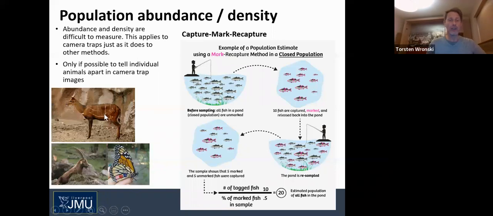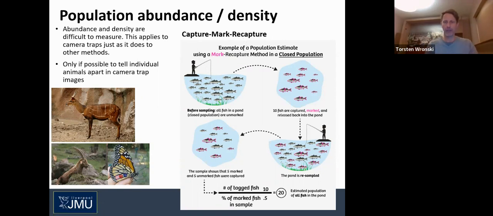If that is not existing, we need to capture the animals in order to mark them, for example, with ear tags, or in the case of the butterfly by some color dots. And this will enable us now to employ capture, mark, recapture methods.